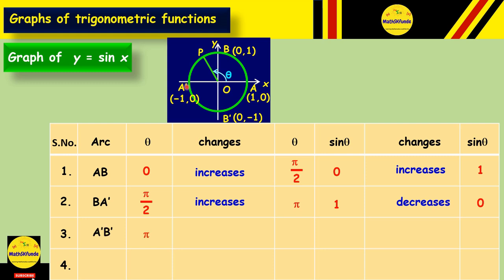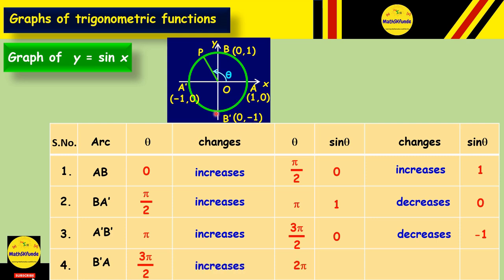Now, when you are on arc A dash B dash, theta will increase from pi to 3 pi by 2, correct? And your y coordinate, meaning sin theta, will now go from 0 to -1. Now when you move further from B dash to A, theta moves from 3 pi by 2 to 2 pi, meaning it increases. And the y coordinate changes from -1 to 0, meaning it increases, right? This is only about the first circle, when theta changes from 0 to 2 pi.